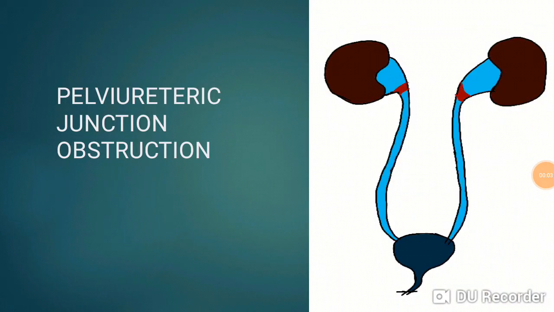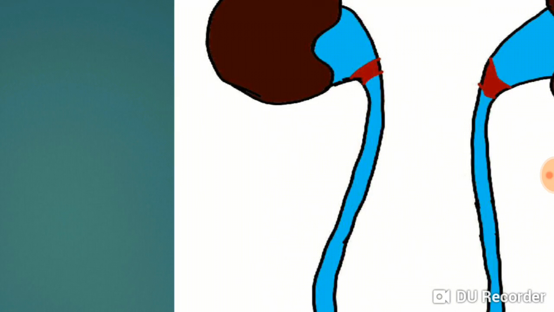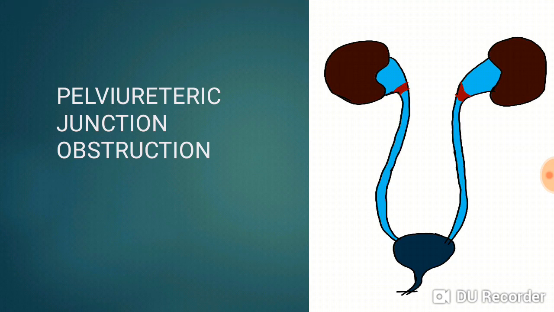Hello, my dear friends. Our topic for presentation today is pelviureteric junction obstruction. Here on, we will call it PUJO, pelviureteric junction obstruction. We can see the renal pelvis here and the obstruction in the renal pelvis.